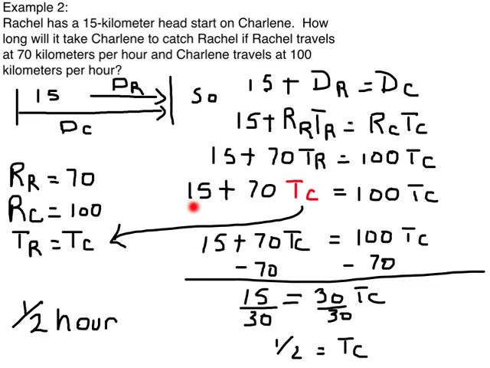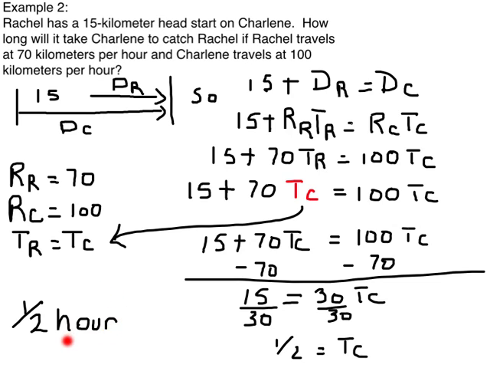So I can say 15 plus 70 TC is equal to 100 TC. And then I'm going to move this 70 TC to the other side so I can get those like terms together. And when I do that, I see that 15 is alone here and 100 minus 70 is 30 TC. When I divide both sides by 30 to get TC isolated, I'm going to see that 15 over 30 is the same as 1/2.